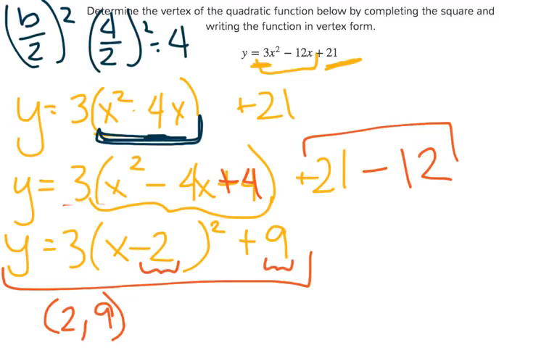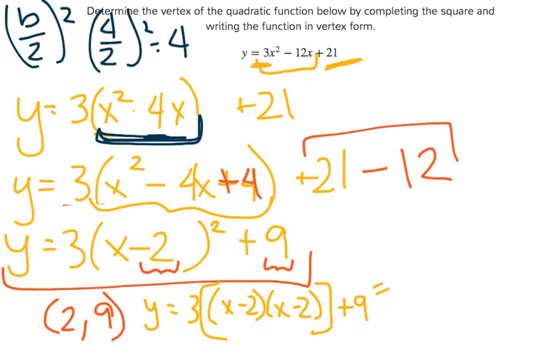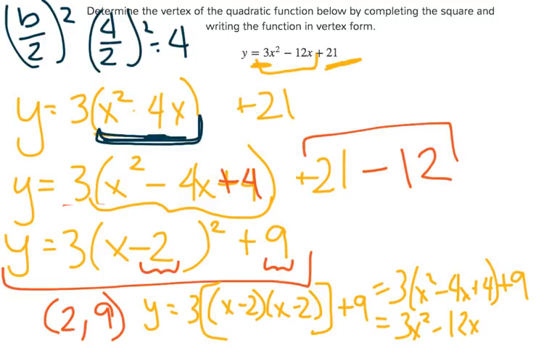And just to make sure that this really truly does work, let's take this and expand it and make sure it equals our original equation. So if we expand it out, we get y equals 3 times x minus 2 times x minus 2, that binomial squared, plus 9. And if you distribute and square it out, you get 3 times x squared minus 4x plus 4 plus 9, which equals 3x squared minus 12x plus 12 plus 9, which is 21, and that is our original equation up here.